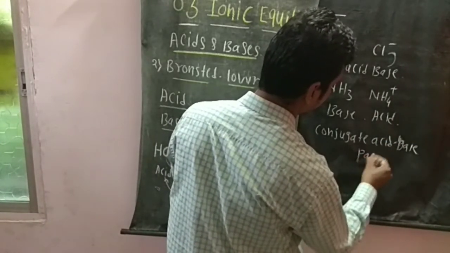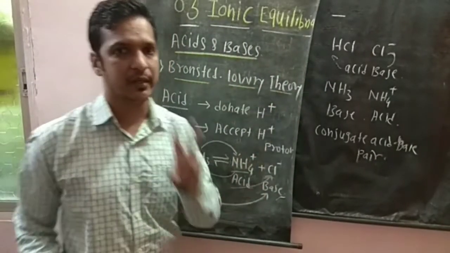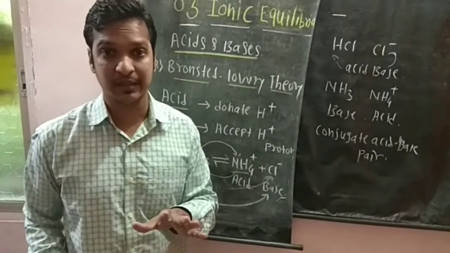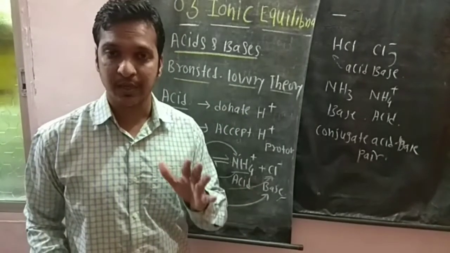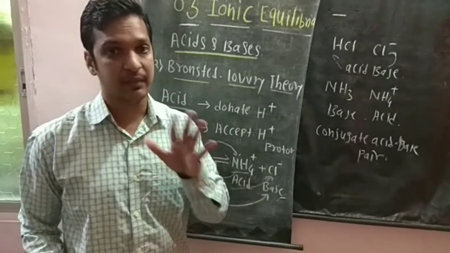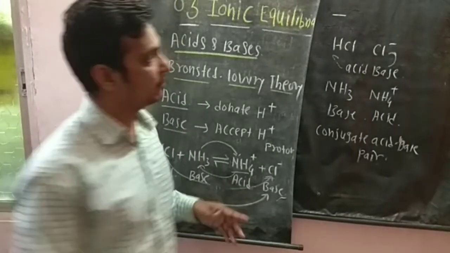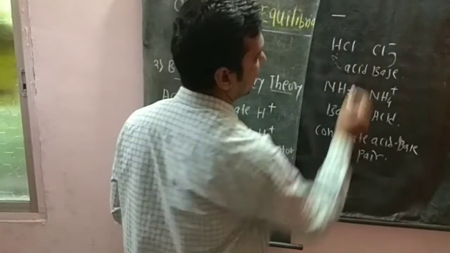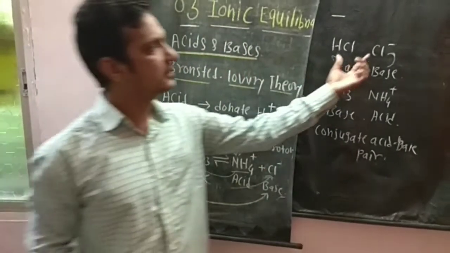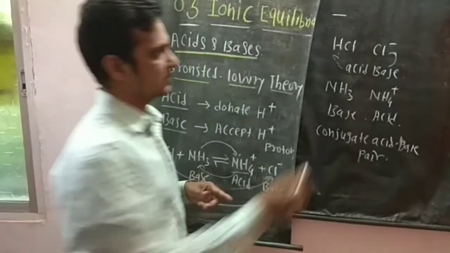Acid base pair. In case of Bronsted-Lowry theory, the reaction contains two conjugate acid base pairs. Now what is the definition of conjugate acid base pair? Conjugate acid base pairs are those which differ by H plus only, which differ by proton only. For example, in the first conjugate acid base pair, HCl and Cl minus ion, these two differ by only H plus.